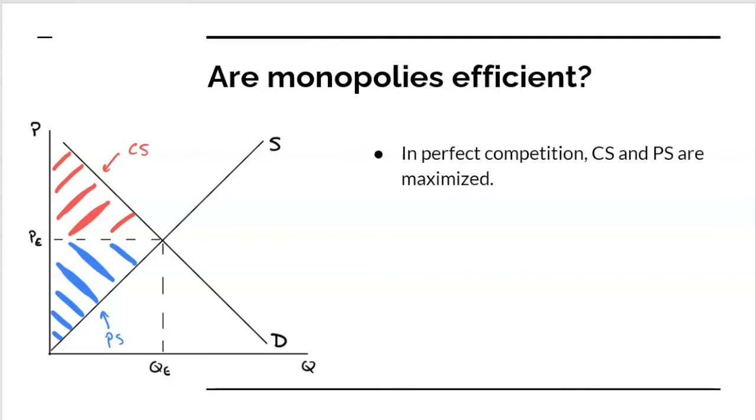In perfect competition, consumer and producer surplus are maximized here. If you notice, our consumer surplus goes all the way out to our equilibrium point where supply meets demand. And the same is true for our producer surplus. That's what we mean when we say that both consumer and producer surplus are maximized: they go all the way out to where supply meets demand.